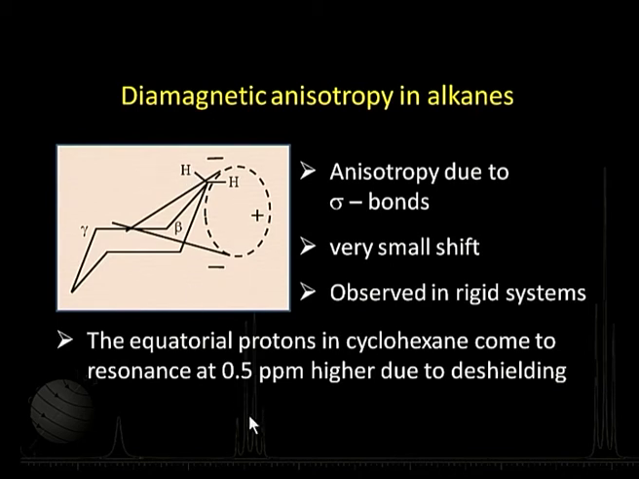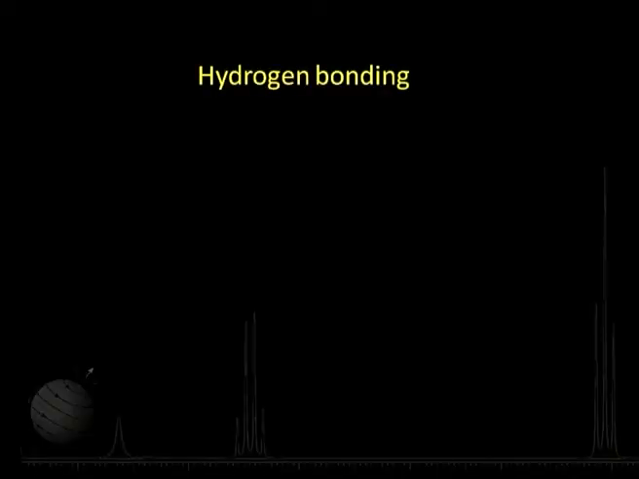So, that is again the diamagnetic anisotropic effect, and this effect is very minimal, a very small minor effect over there. Okay. Having talked about diamagnetic anisotropy in a wide variety of classes of molecules, let us move further and take up yet another factor which affects the chemical shift, and that happens to be hydrogen bonding.